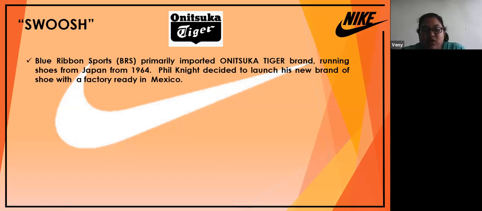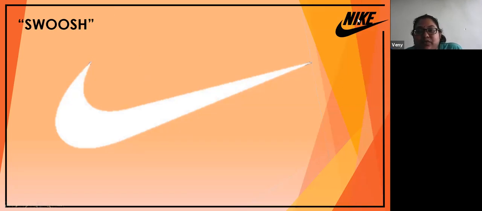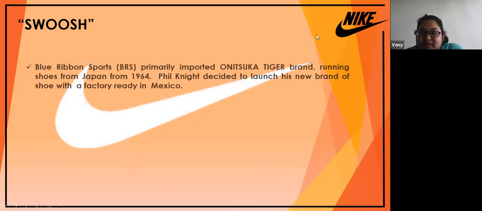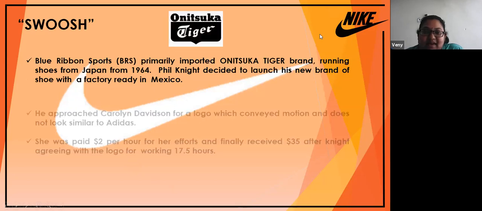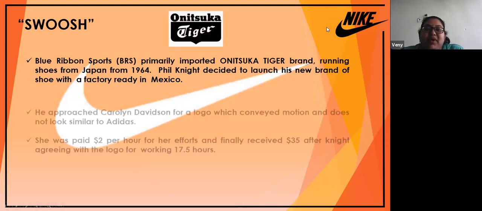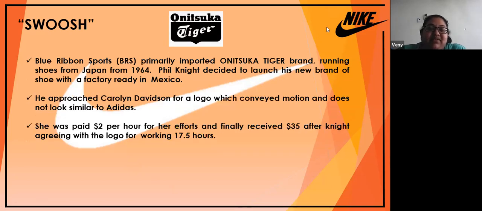Okay, this is the Nike logo. Today it's Nike. Blue Ribbon Sports primarily imported Onitsuka Tiger brand shoes from Japan from 1964. Philip Knight decided to launch his new brand of running shoes from Japan, with a factory ready in Mexico.